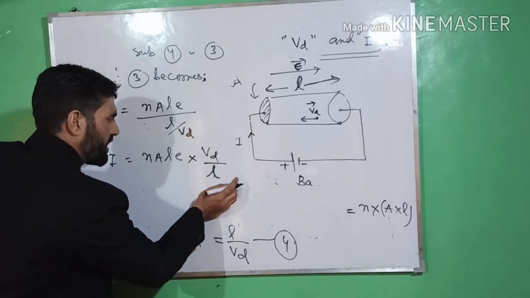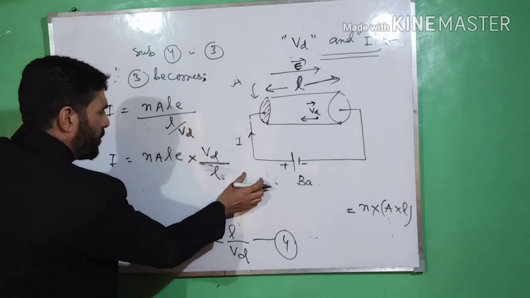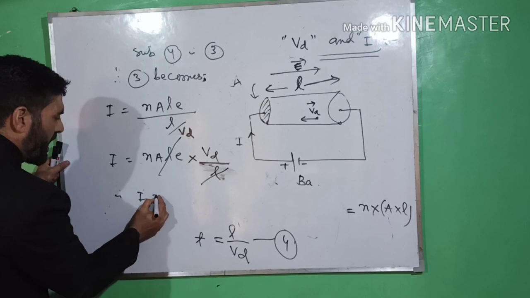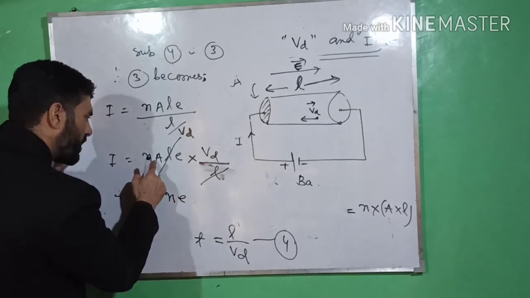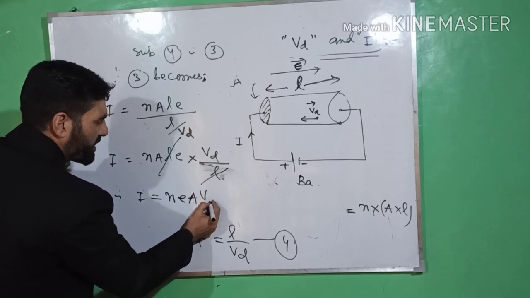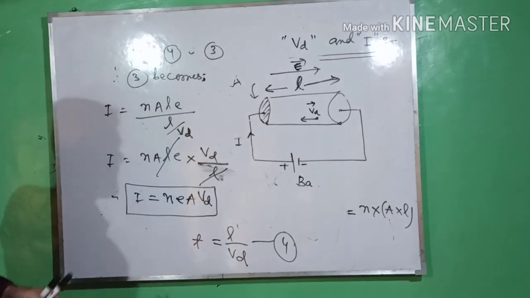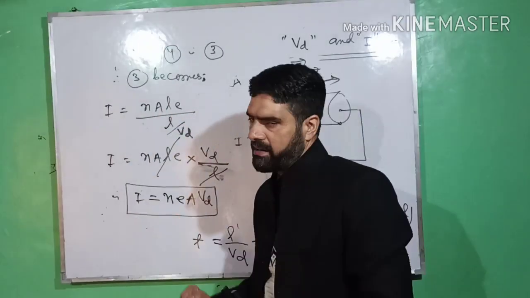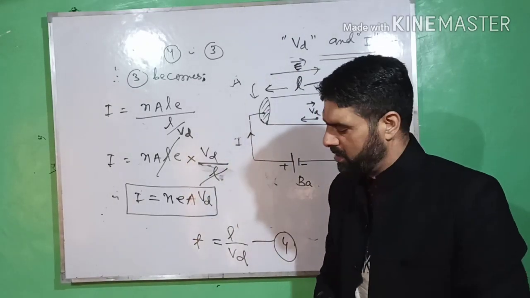I am very sorry, this is L actually, L. So, dear students, this L and L will cancel, therefore I is equal to n, then I will write e, then A and v, that is the velocity of electrons. This is a very beautiful relationship between drift velocity of electrons and electric current, but in magnitude form. I have written this equation in magnitude form.